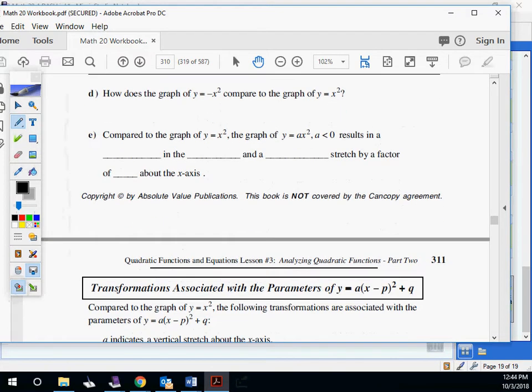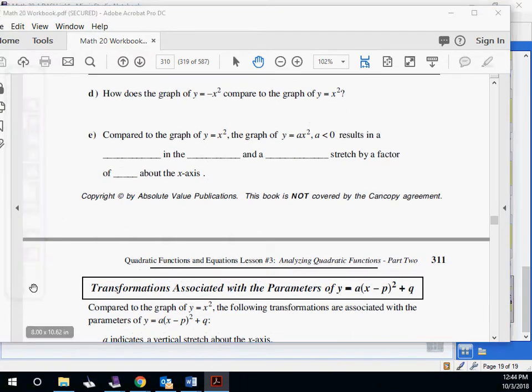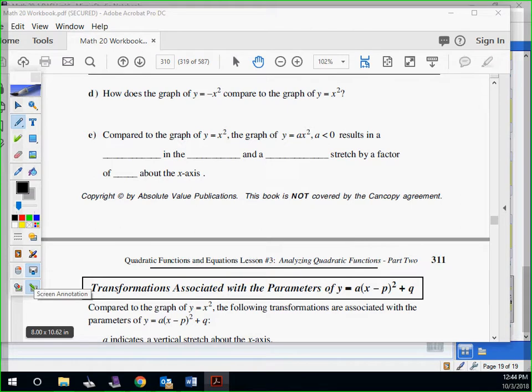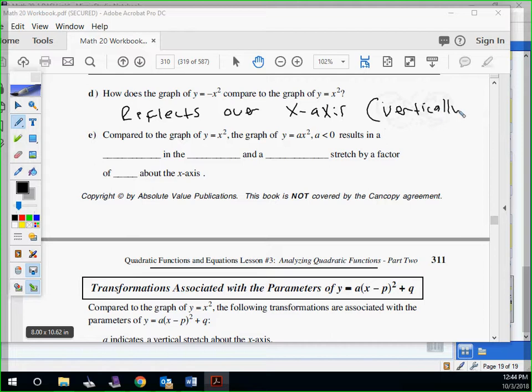So how is the graph y equals negative x squared compared to the regular? We're just being redundant, right? It reflects over the x-axis. And if you want to put it that way, that means vertically. Sometimes people get confused because it says x-axis. They think that's horizontal. It's over the x-axis. So if you have your x and y, the x-axis is here, and it's over this. So it's vertically flipping, right? People get confused with that in Math 30 especially.